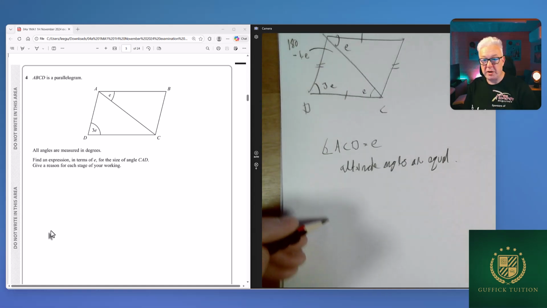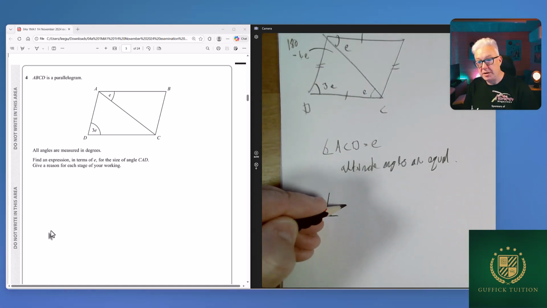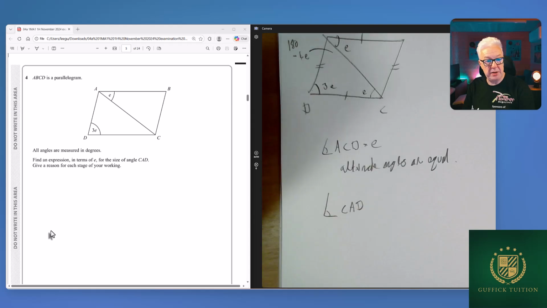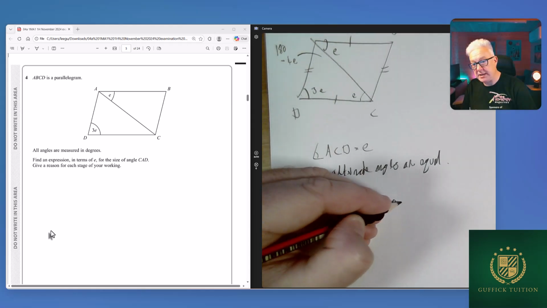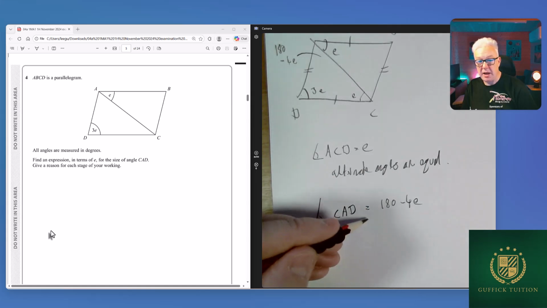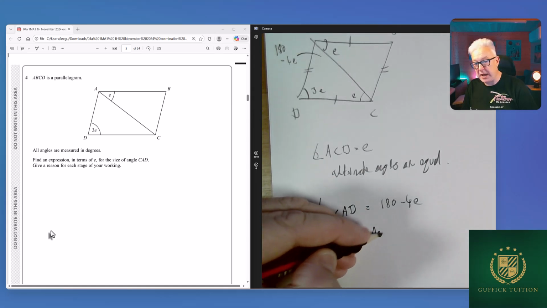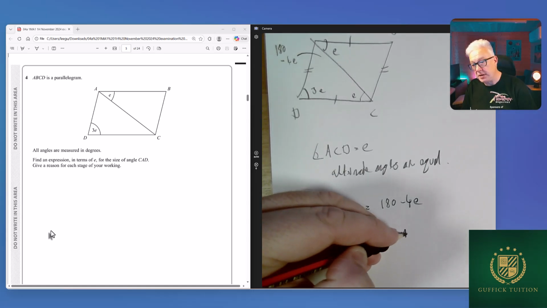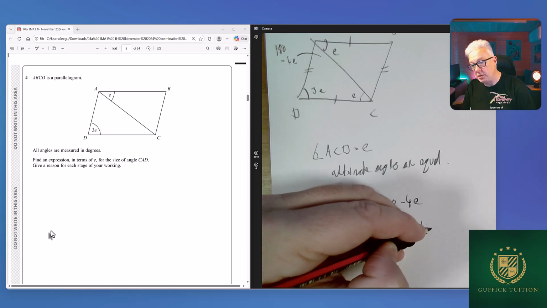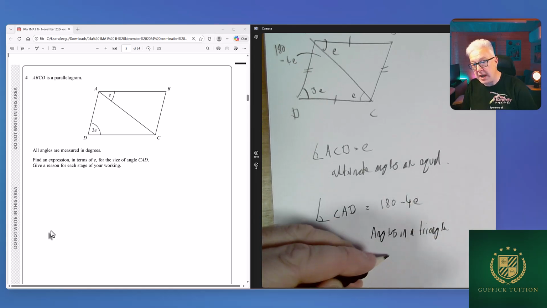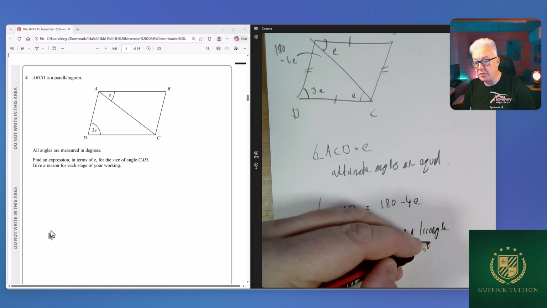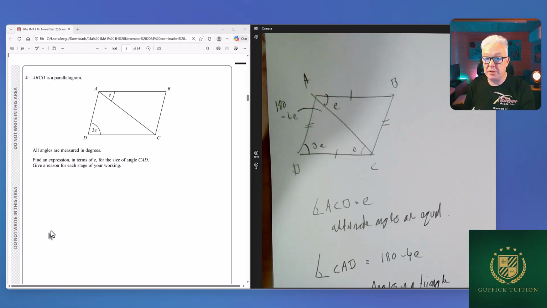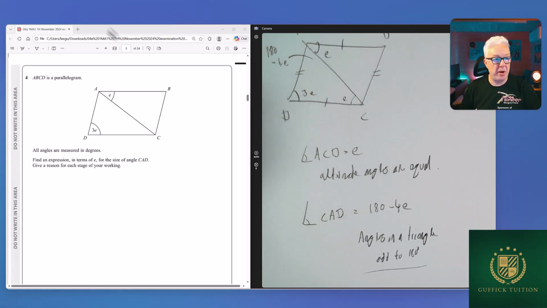So therefore we can write down that the angle CAD that we're after is equal to 180 take away 4E, and the reason for that is because the angles in a triangle add to 180 degrees. Okay, so that's what we would do there for our question 4.